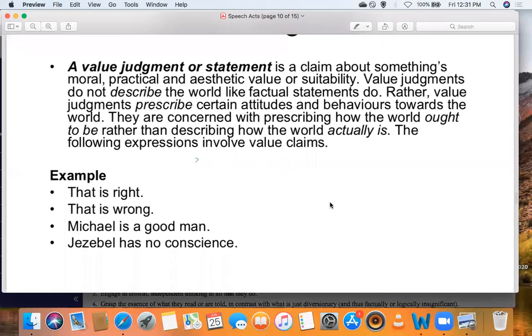Okay, so example. You can see the four examples there. That is right, that is wrong, Michael is a good man, Jezebel has no conscience. And so, what is common among these four examples? They are all talking about value. The first two are talking about right and wrong. What is right? What is wrong? And then the second two are talking about moral qualities.